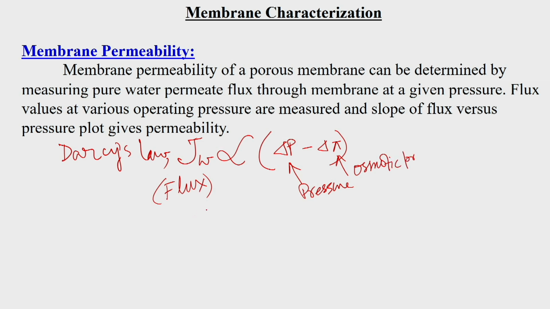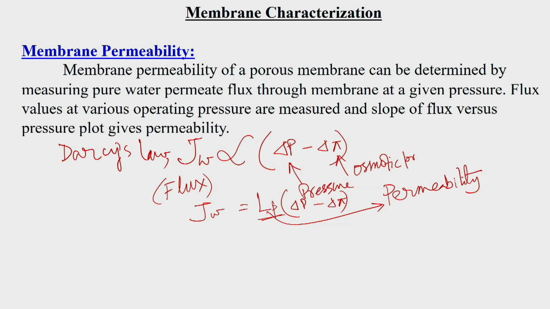So, JW is equal to a constant parameter, the proportionality constant, LP, times delta P minus delta pi. This LP is called the membrane permeability. LP is nothing but the proportionality constant of flux versus driving force. This is called the membrane hydraulic permeability.